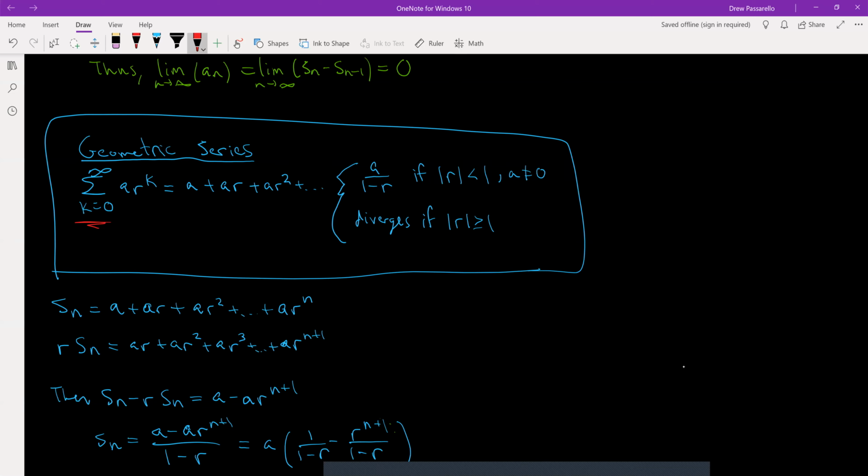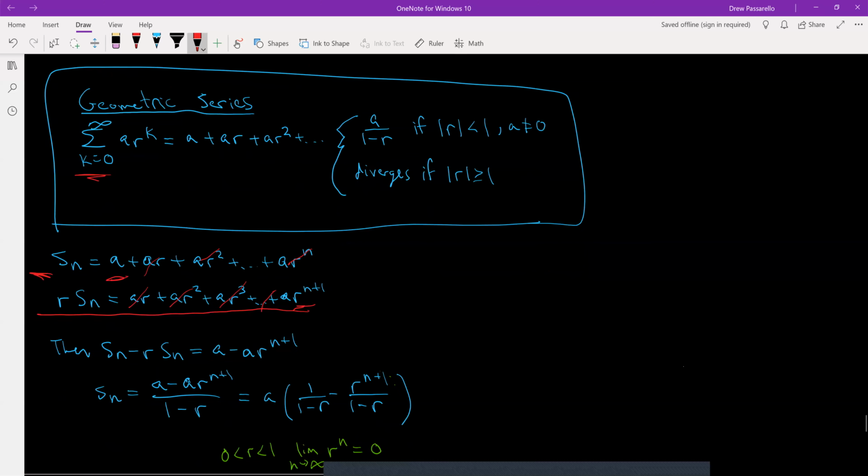Then if we subtract them, so if we do S_n minus r times S_n, you'll see what cancels out. The ar terms cancel out, the ar squared terms cancel out, and then ar cubed, and you'll see that ar to the n cancels out with an ar to the n down here. You're left with just a minus ar to the n plus 1, because we're subtracting. So that's what you get when you subtract r times the nth partial sum from the nth partial sum S_n.